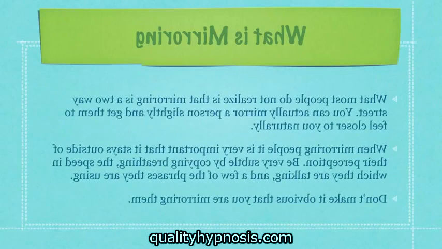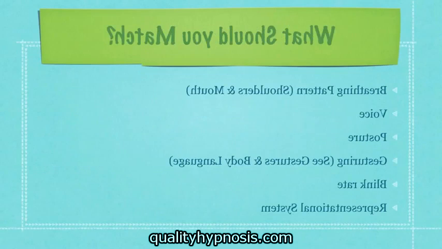What most people do not realize is that mirroring is a two-way street. You can actually mirror a person slightly and get them to feel closer to you naturally. When mirroring people, it is very important that it stays outside of their perception. Be very subtle by copying breathing, the speed in which they are talking, and a few of the phrases they are using. But don't make it obvious that you are mirroring them. What other things should you match?